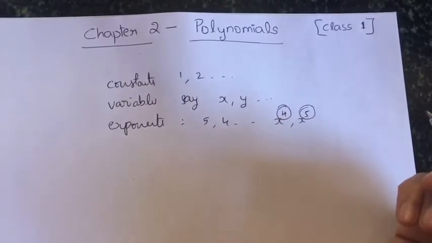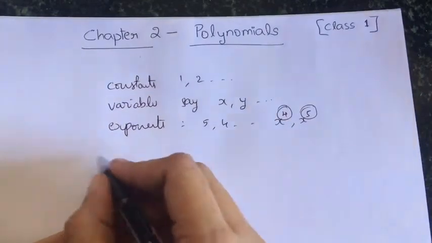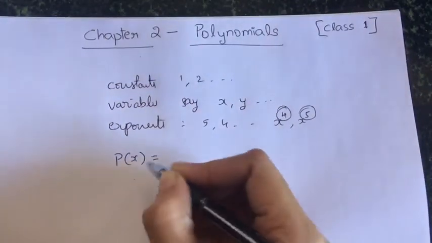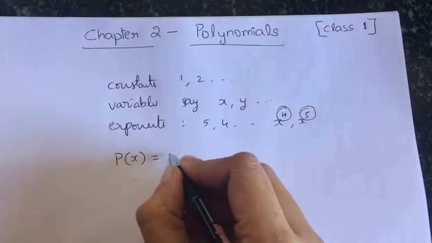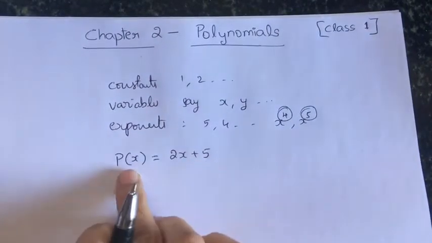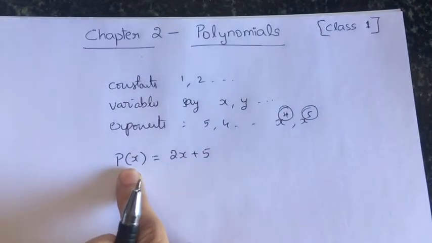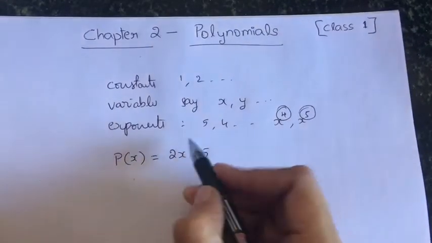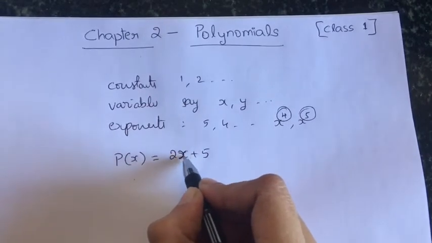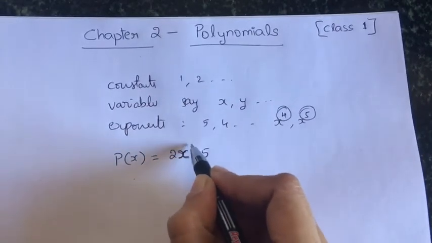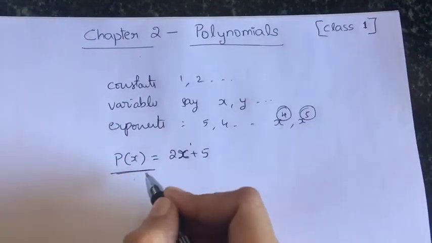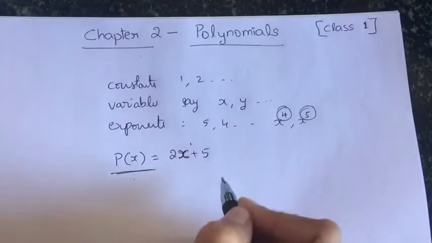So how is any polynomial? We usually denote polynomial as p of x, which is nothing but say some 2x plus 5. It's a polynomial in x, and the degree of a polynomial means the power of the variable. Here the power of variable x is 1. So this polynomial p of x is of degree 1.